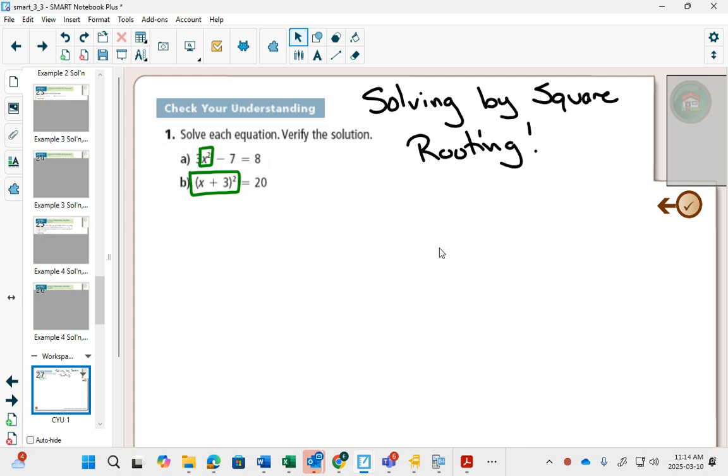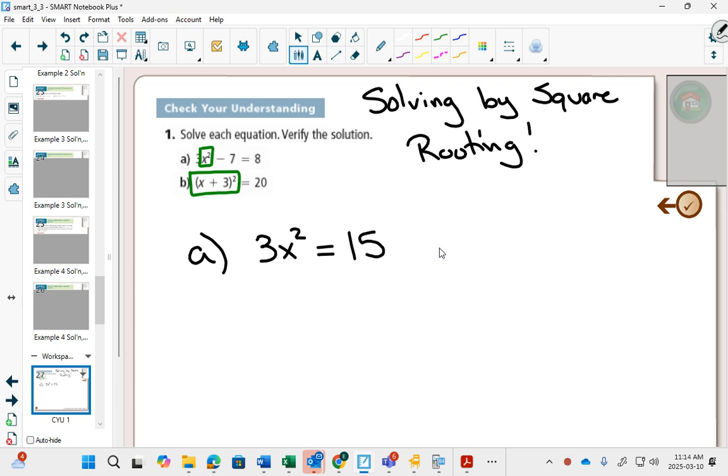And just like solving square root equations, where you isolated the square root, then squared, does it make sense that in squared equations you would isolate the square and square root? So we need to get what's in the green box all by itself. And in A, well, that means I have some like terms. You see that you could add the 7 to both sides and get 3x squared equals 15.